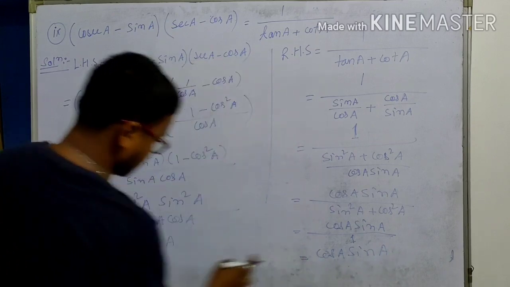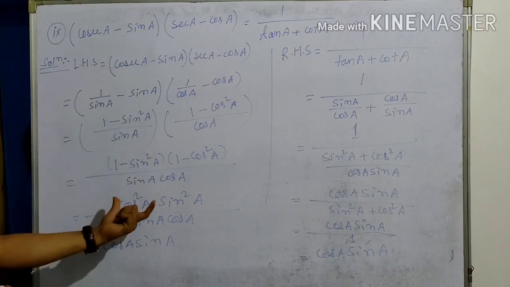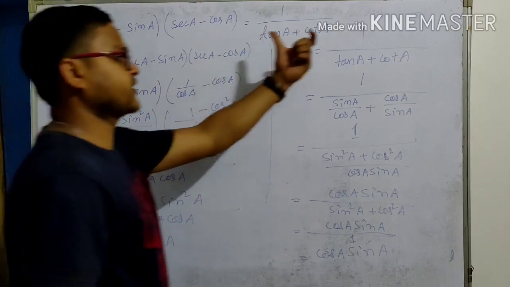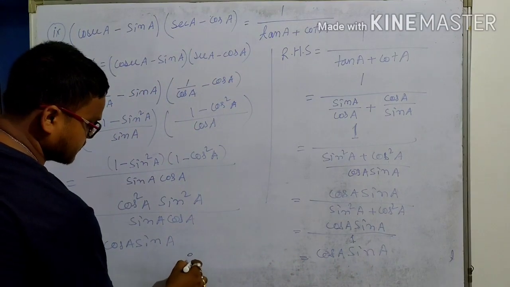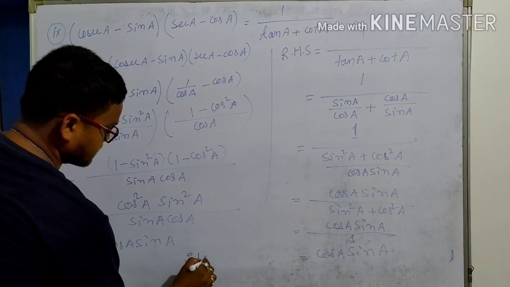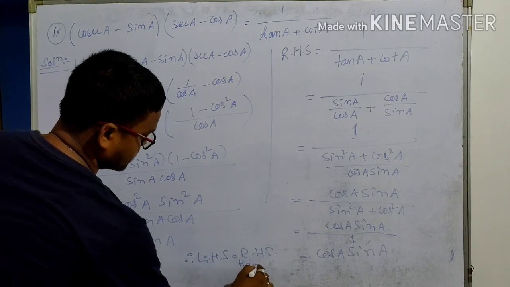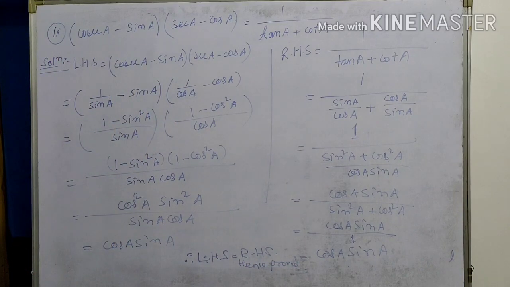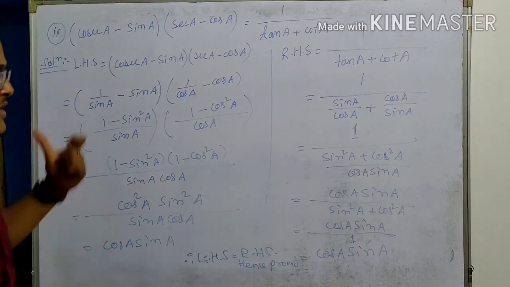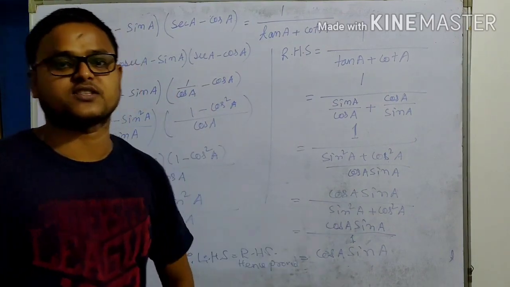Now you see this is equivalent to this. Cos A sin A: if you take the left hand side then you get cos A sin A, and if you take the right hand side then also you get cos A sin A. So finally you can say, therefore, left hand side is equal to right hand side. Hence proof. Okay, so this is very interesting. In most steps we have to use the first identity, that is sin squared A plus cos squared A.